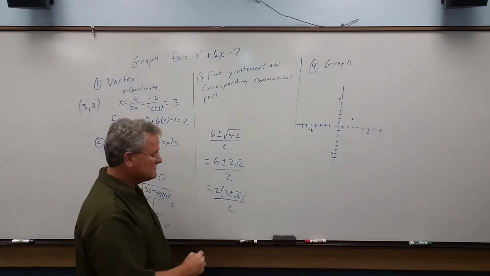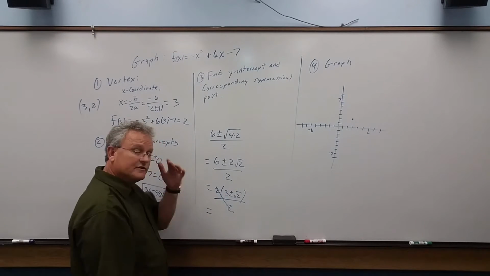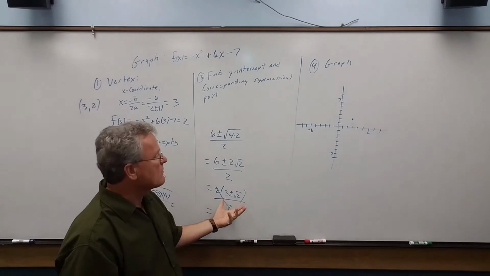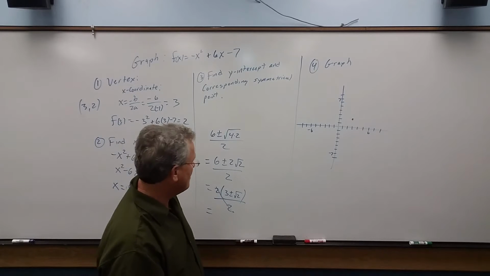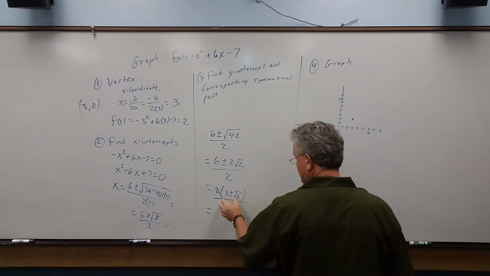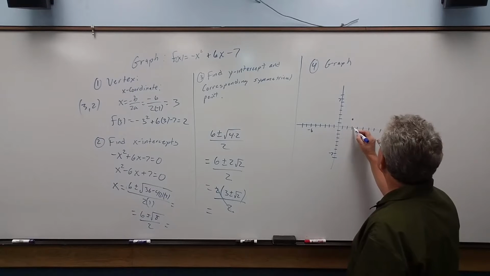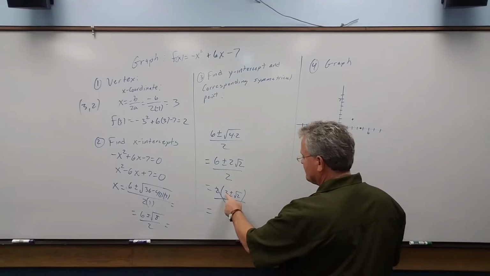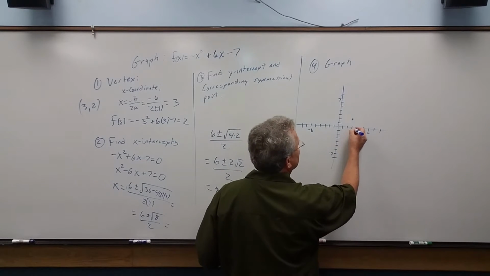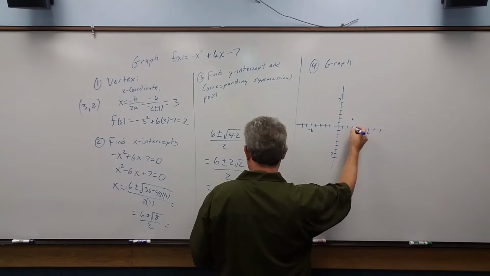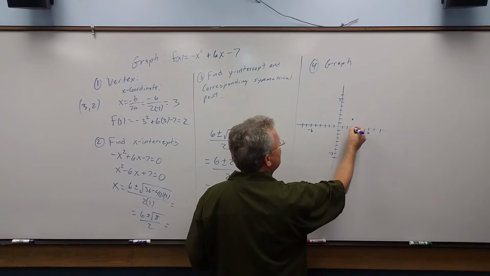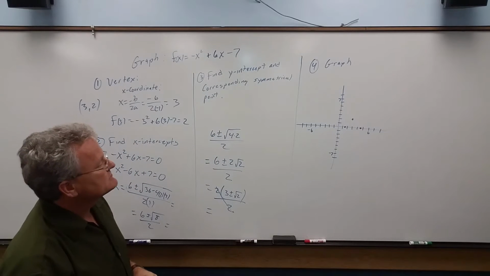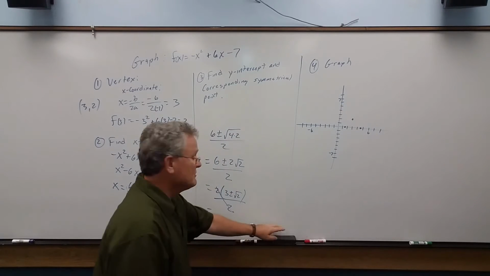Because these are multiplied, we can cancel. And 3 plus the square root of 2, we get about 4.4, roughly. So we get 1, 2, 3, 4. It's about here roughly. And 3 minus 1.4 gives about 1.6, or roughly about right there. So there are our x-intercepts. And let me erase this.